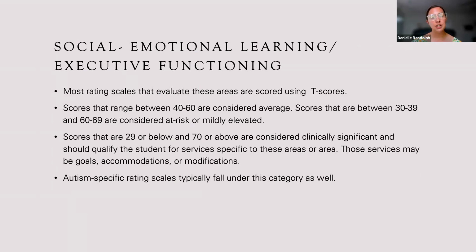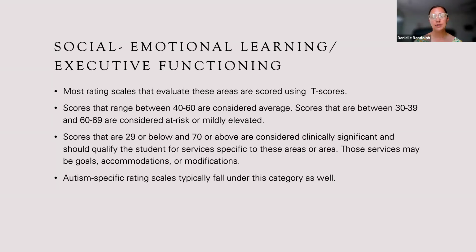When we look at an evaluation, sometimes we will also assess the child's social emotional functioning or executive functioning. And those assessments are all going to be rating scales. They're going to be rating scales that the parent, the teachers, even the child can fill out. And then, like I said before on that other screen, T-scores are how these are really broken down. So anything between 40 and 60 is average. Anything less than 40 is going to be significant. Anything more than 60 is going to be significant. But when we look at clinically significant, as you can see in that third bullet, it's scores below 29 or above 70.